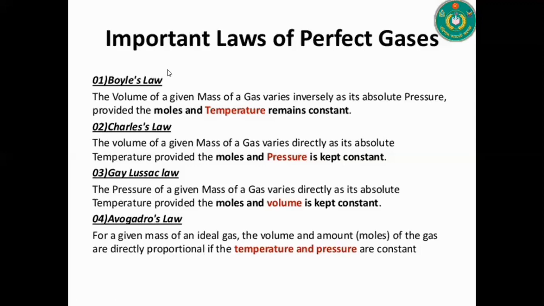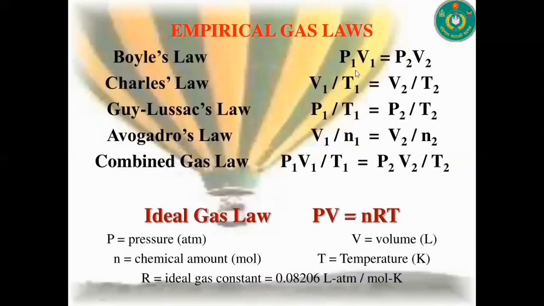So from Boyle's law, we can show that P1V1 = P2V2, and Charles' law V1/T1 = V2/T2, and Gay-Lussac's law P1/T1 = P2/T2, and Avogadro's law V1/n1 = V2/n2. Combining Boyle's law, Charles' law, and Gay-Lussac's law, we get the combined gas law, that is P1V1/T1 = P2V2/T2.